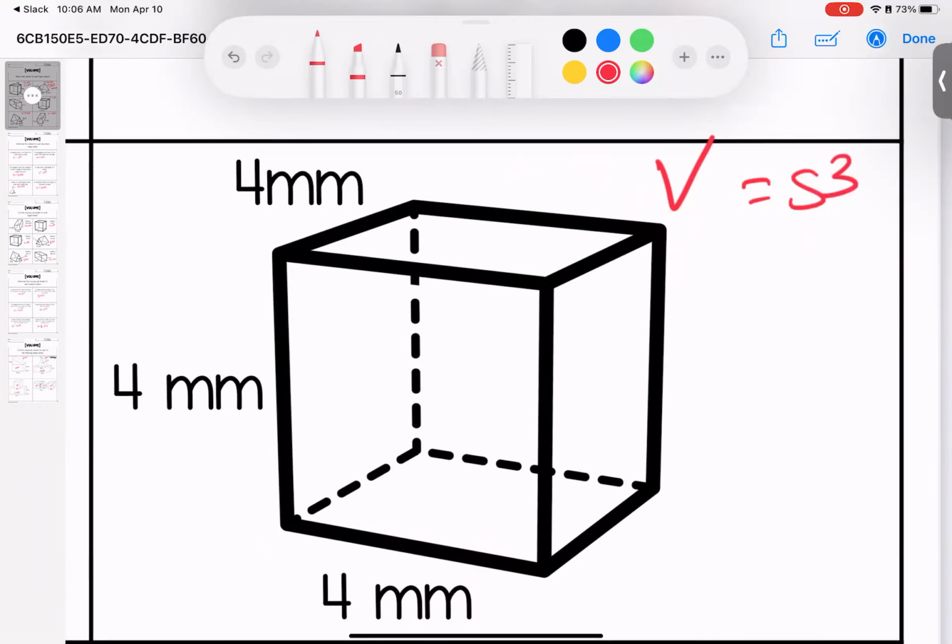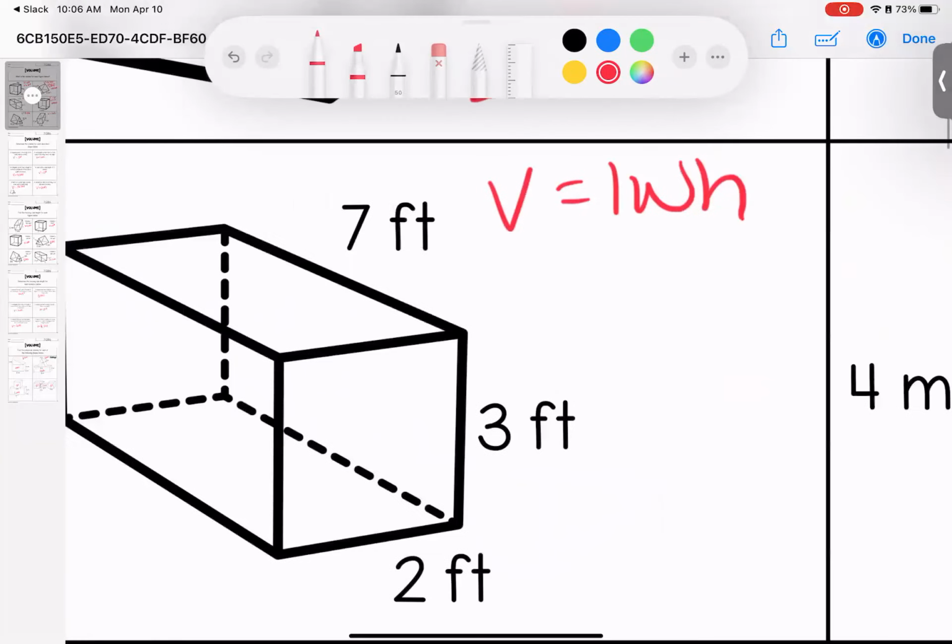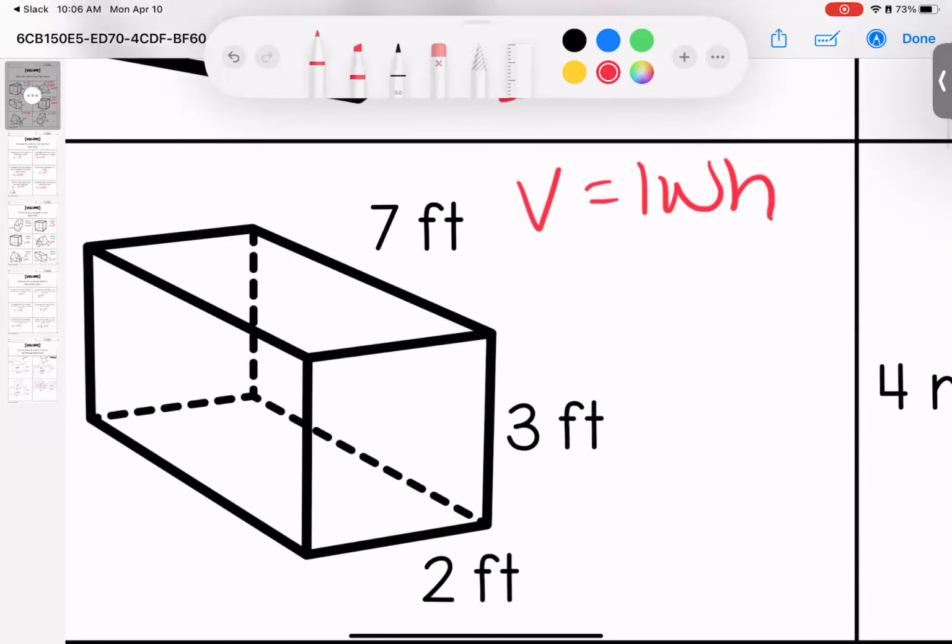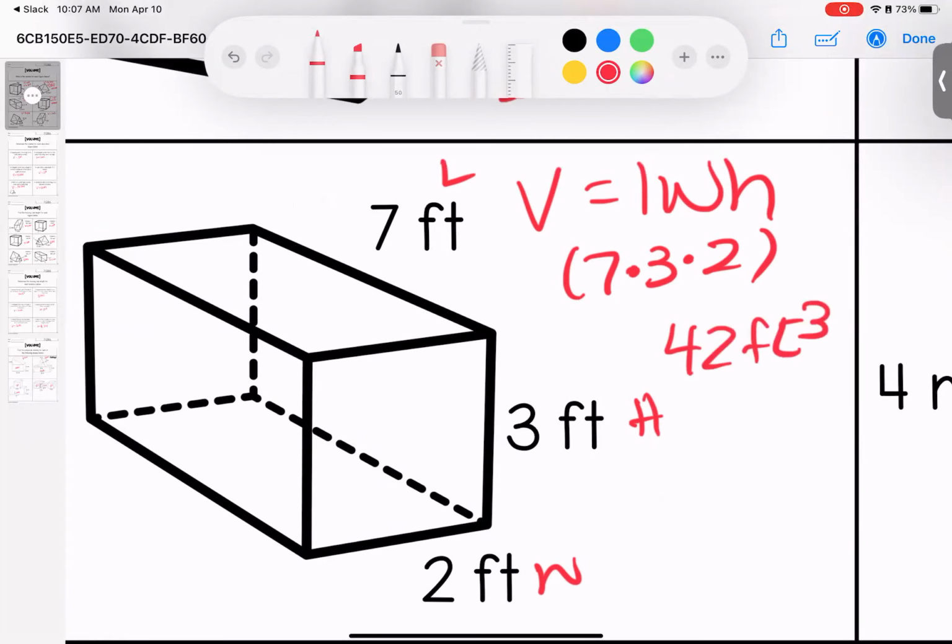Coming down here, V is sides to the third, or 4 times 4 times 4. 4 times 4 is 16. 16 times 4 is 64 millimeters cubed. Over here, volume equals length times width times height. So we're going to do 7 times 3 times 2. 7 times 3 is 21 times 2 is 42 feet cubed.